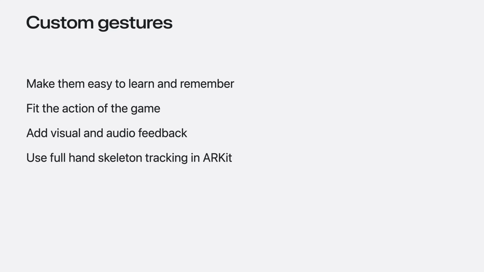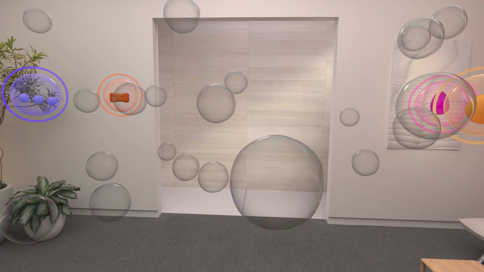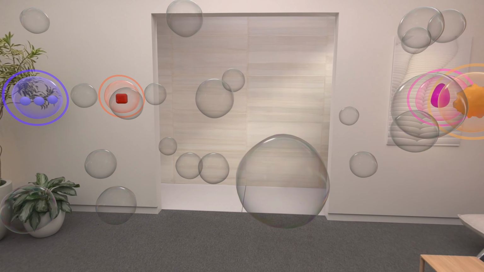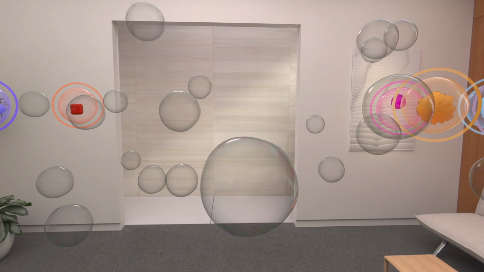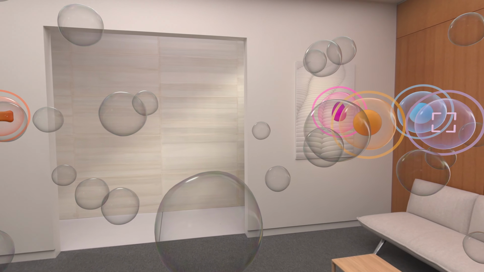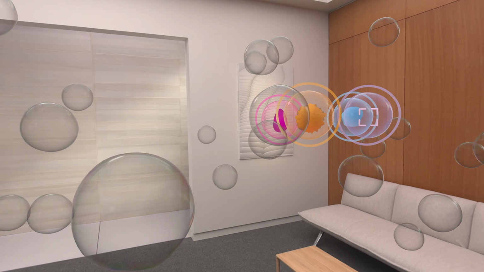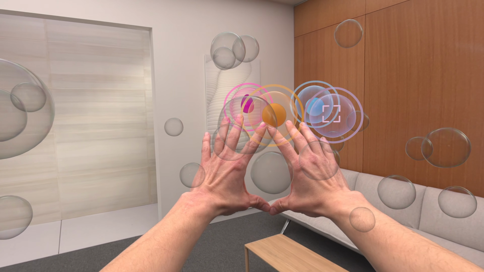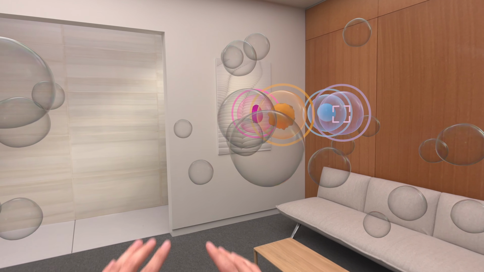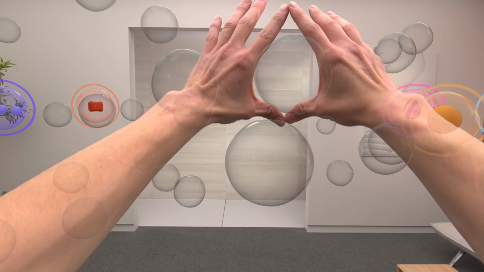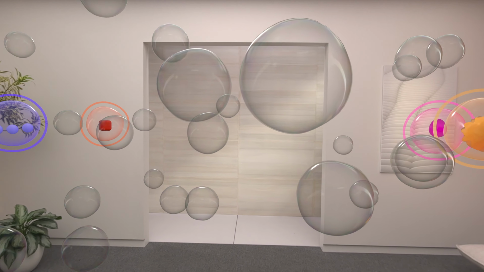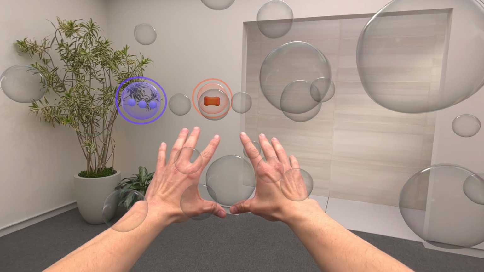To define your own gestures, you've got access to full hand skeleton tracking through ARKit. You can combine system with custom gestures within the same game. This is Blackbox, and it's a great example of mixing them together in creative ways. During their onboarding, Blackbox teaches the player to make this custom gesture that creates a new bubble in the environment. The gesture is simple and intuitive, which means it's easy to learn and remember. And it's important, because it's the main way you enter and exit a level in the game.